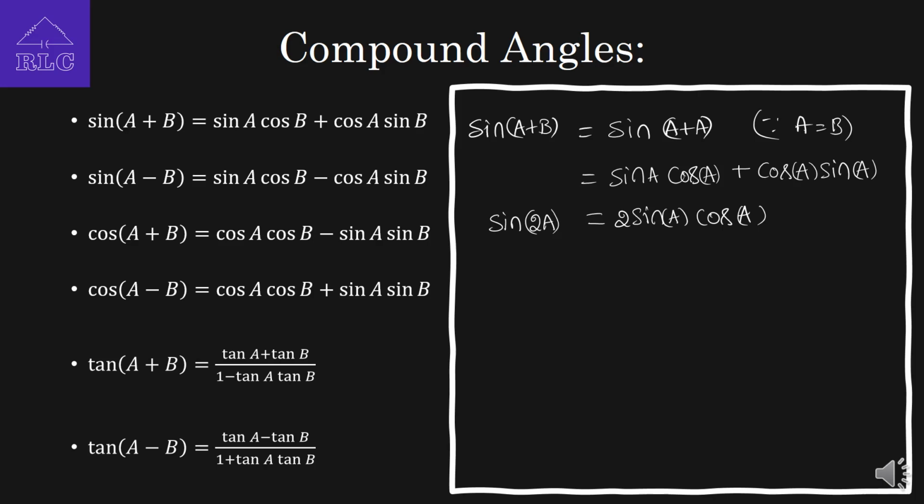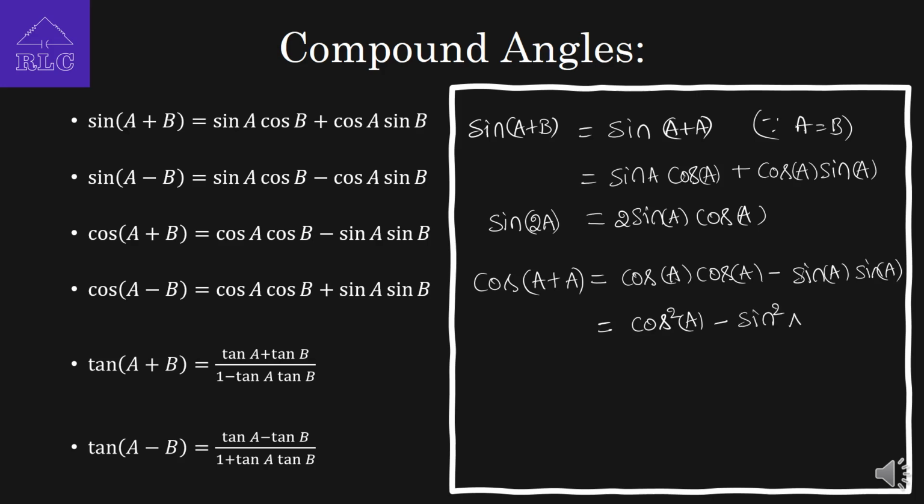Similarly, let us find about cos a plus a. Which is nothing but, if you expand this, what happens? Cos a cos a minus sin a sin a. So which is nothing but cos square a minus sin square a, which is the value of cos 2a.